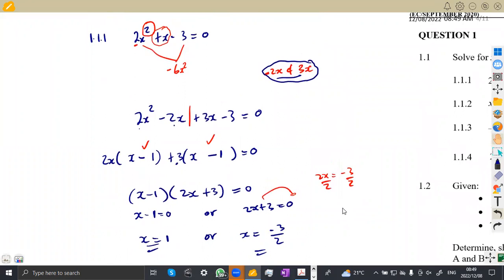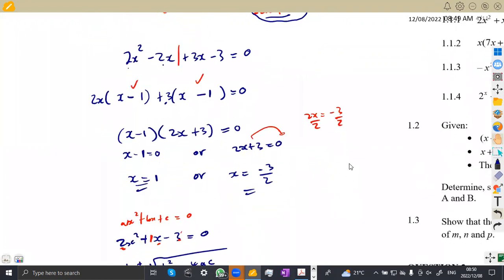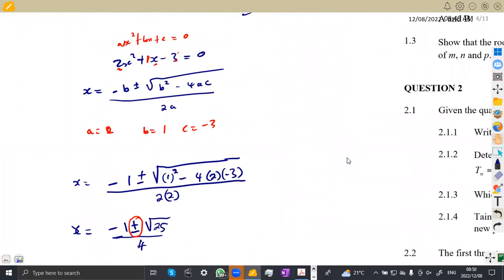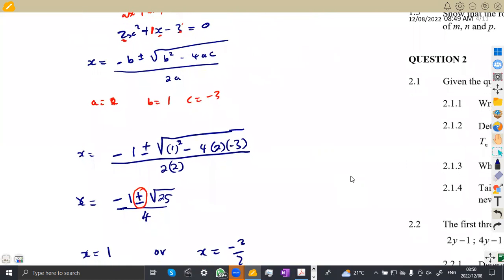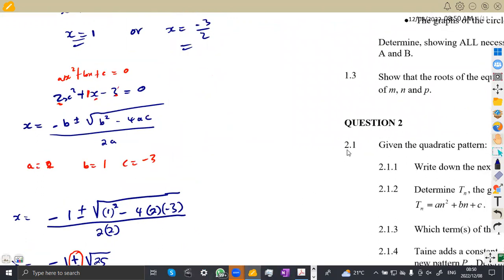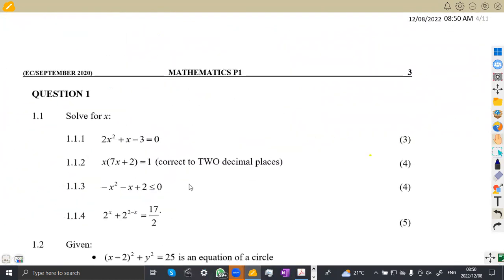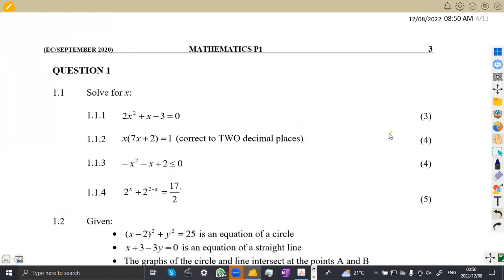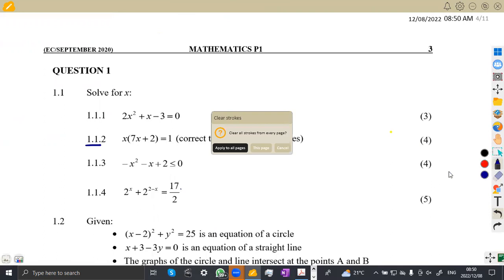So as you can see, if you are not asked to leave your answer to 2 decimal places or 3 decimal places, that question you can actually work with factorization. Most of you love to use the quadratic formula, it's fine, but the quadratic formula is best when you are attempting question 1.12, where you're asked to solve this equation correct to 2 decimal places. There, there is no other way, you have to use the quadratic formula.